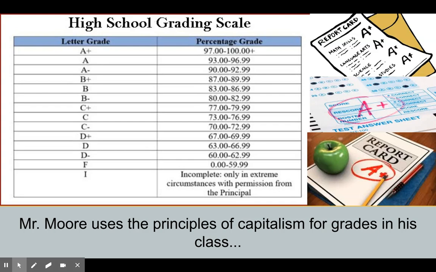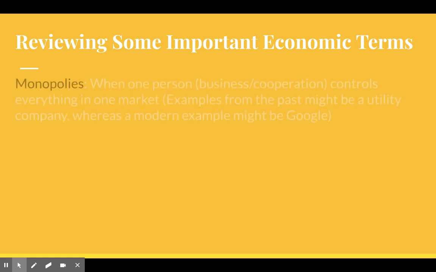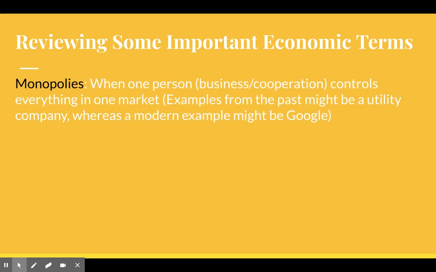Students seem to understand grades more than they do money, but you kind of get the idea. Let's review some important economic terms like monopolies. What's a monopoly? It's a great game to play with your friends, especially if you have like 6 hours to kill. But I'm not talking about the game, but I kind of am. The game Monopoly revolves around the concept of what a monopoly really is: when one person or one business or corporation controls everything in one market.